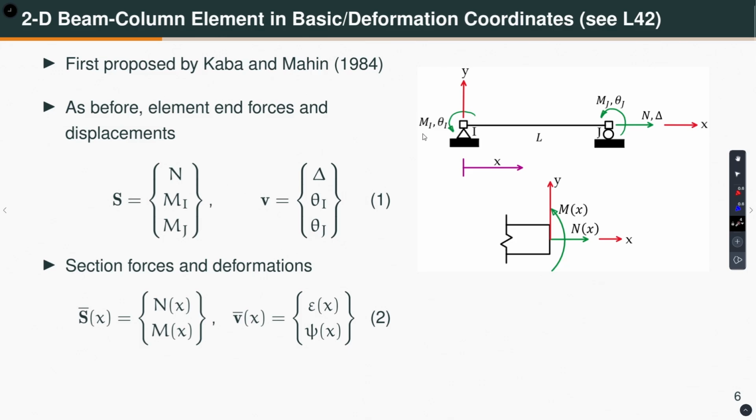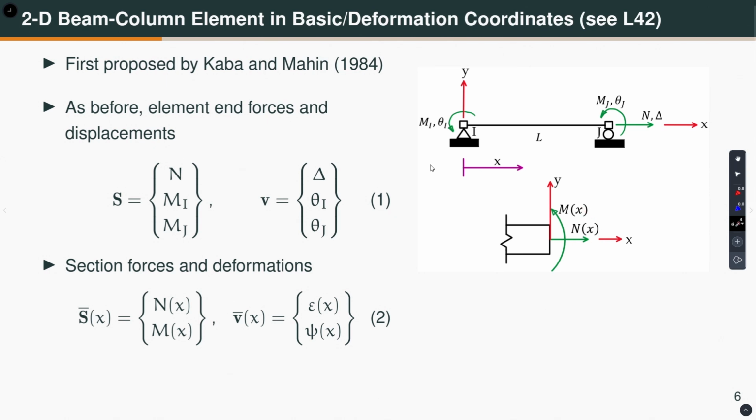Okay. So, Mi, theta i are the moment and rotation respectively at end i, Mj, theta j are the moment and rotation respectively at element end j, and capital N is the axial force, delta is the axial deformation. If we cut at a distance x, then the moment Mx and axial force Nx are exposed.